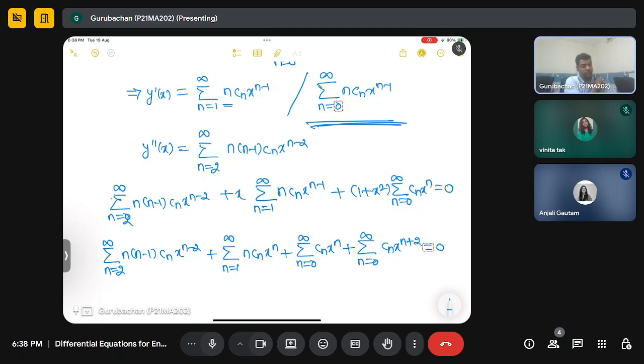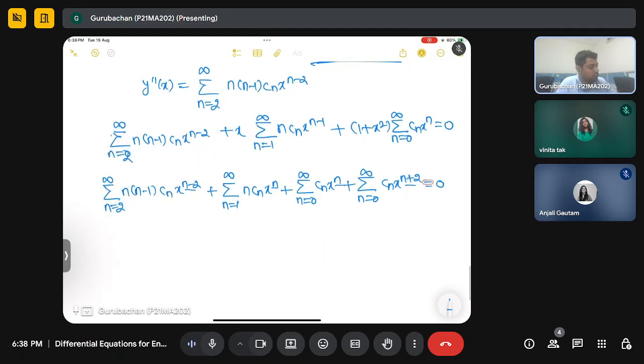So now what we have to do is make these powers the same so that we can get a recurrence relation between these coefficients Cn. To make these powers the same, observe here: this expression is starting from x squared, while this expression is starting from x^0, this one from x^1, and this one from x^0. So we will make all of them x^n.